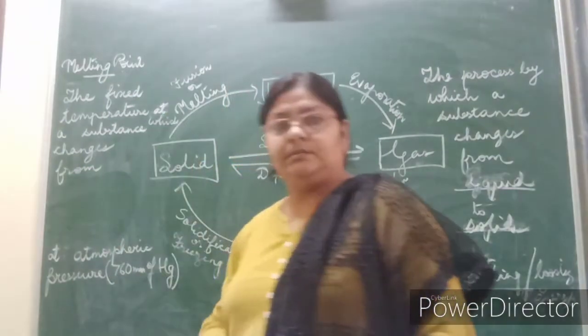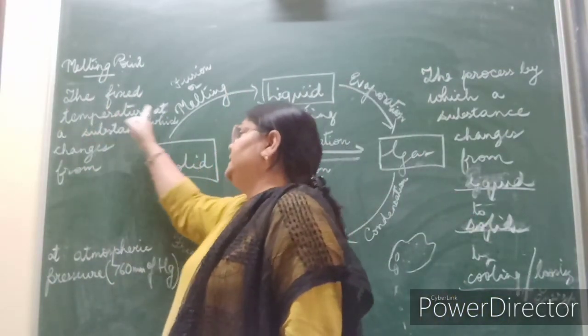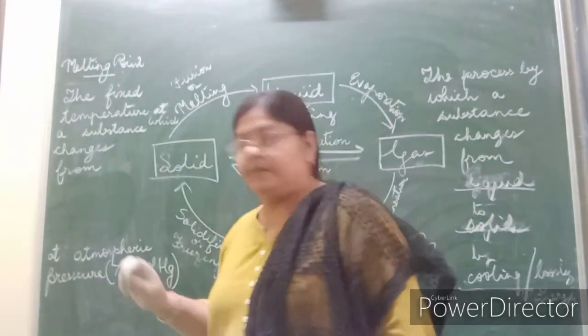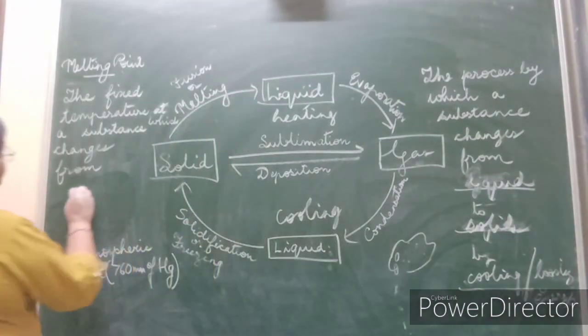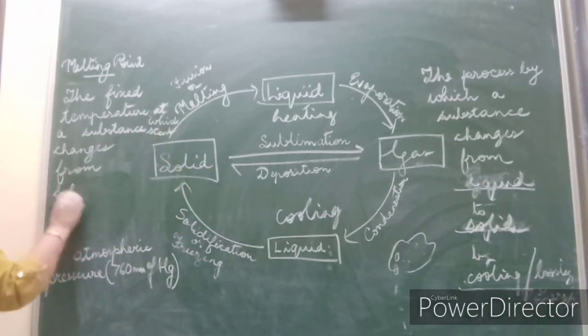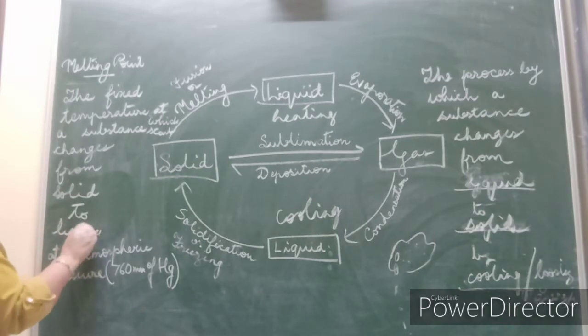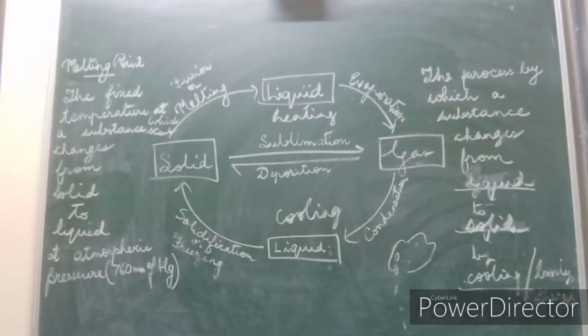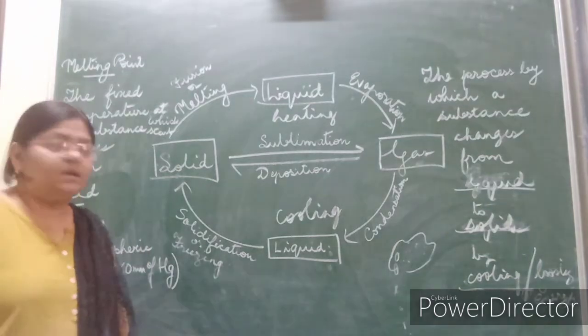Now talking about melting point. The melting point is the fixed temperature at which a substance starts changing from solid to liquid. If you take the example of ice, if you keep ice outside, it starts melting. So that temperature at which it starts melting is the melting point.